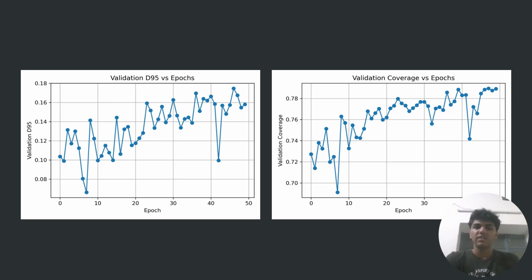Now, to summarize, these validation curves verify that the improvements observed during training are not simply overfitting. The RL agent learns progressively better treatment configurations that are generalizing to new patients.